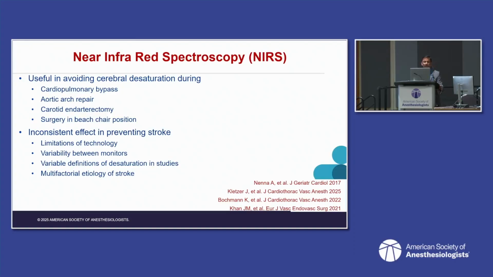But importantly enough, and interestingly, these desaturation events have not been related to necessarily strokes. So we might use the monitor to prevent the desaturation events, but studies haven't conclusively shown yet that we will actually reduce the incidence of stroke as a result of this. And there are several possibilities. There is potentially a limitation of the technology, that it doesn't necessarily pick the same level of ischemia.